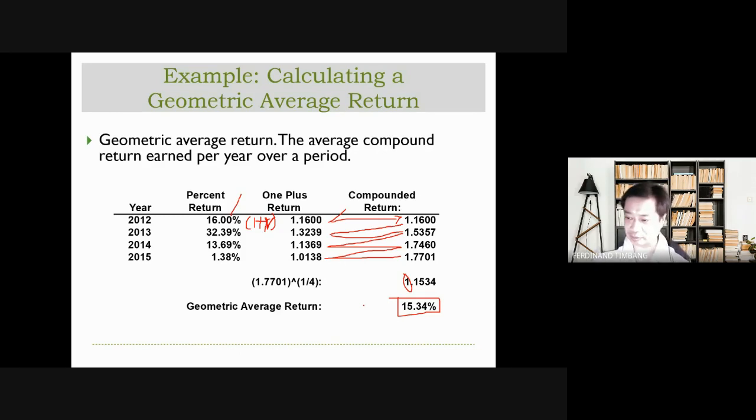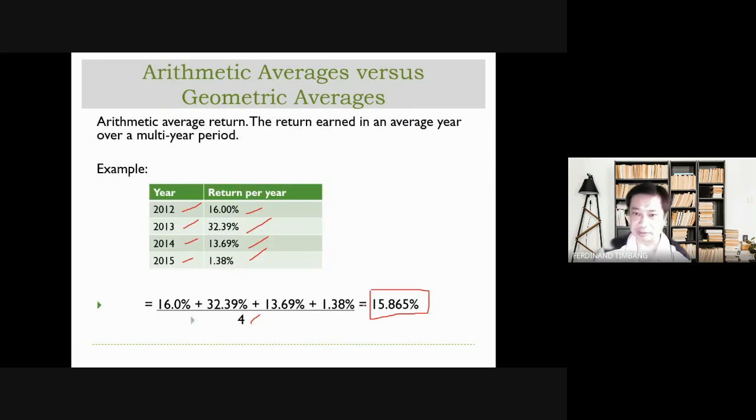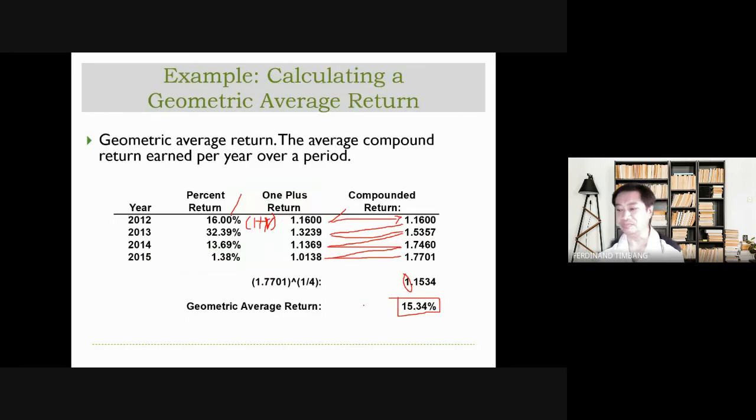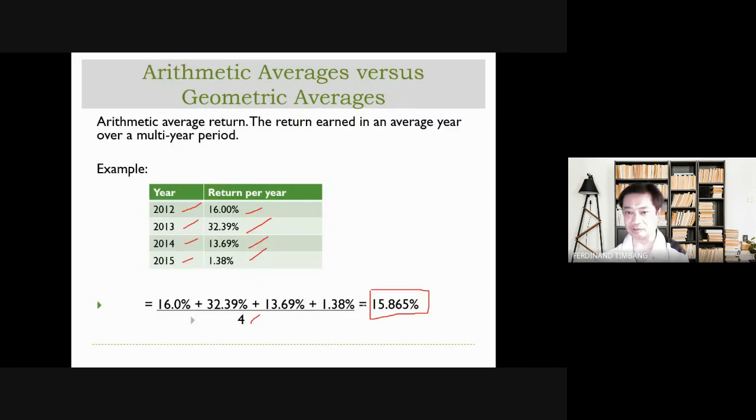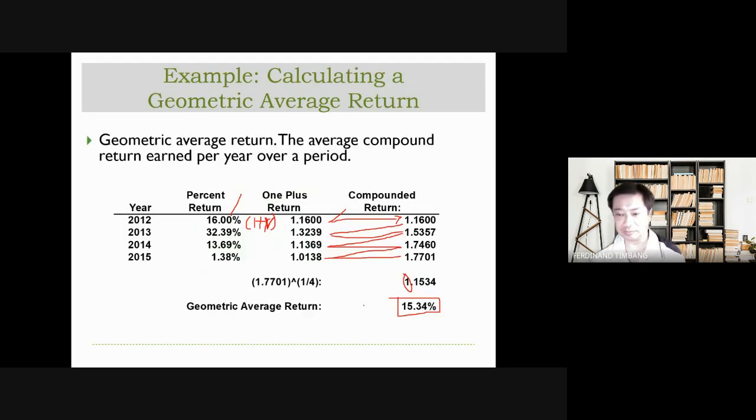So sino ba mas mataas sa kanila? Mas mataas si arithmetic, ano? So mas mababa si geometric. But the geometric one shows us that it is already compounded, no? Based on compounding yan. Kasi ito simply the average, not simply the average only, but this one is based on the compounding na bala. Okay, naintindihan ba, class?